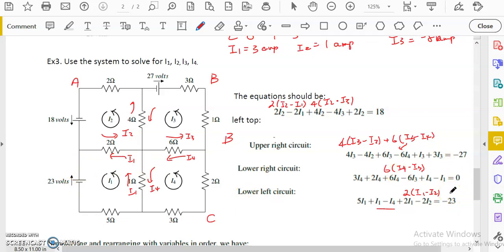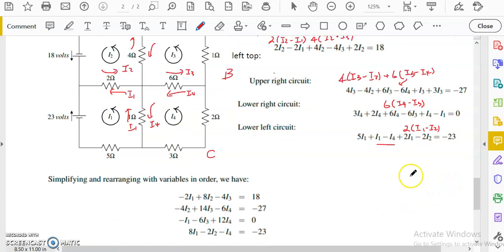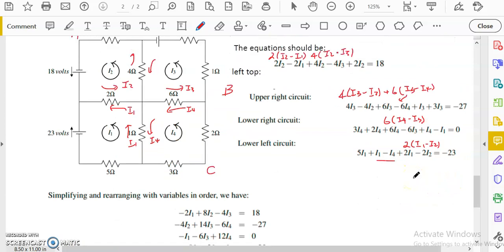So we have these four equations with four unknowns. If you simplify everything, let's look at the first one. For I1, I have -2. For I2, I have 2, 4, and 4, so 8. For I3, I have -4, and it's equal to 18. So that is the A part.